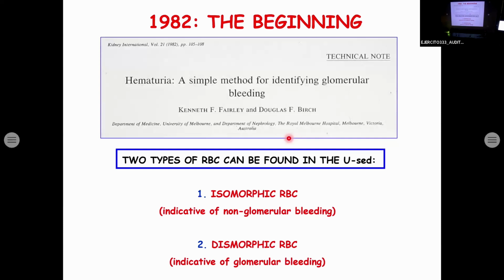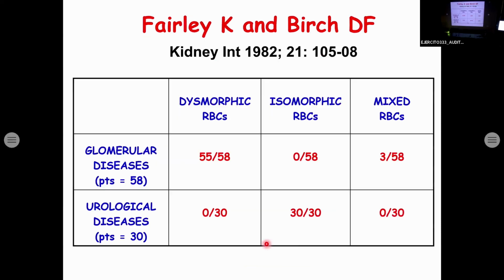Okay, we start. So, two types of red blood cells were described for the first time in 1982 in this paper, written by two Australian nephrologists. They described two types of red blood cells in the urine sediment: isomorphic red blood cells of non-glomerular origin and dysmorphic red blood cells, indicative of glomerular bleeding.